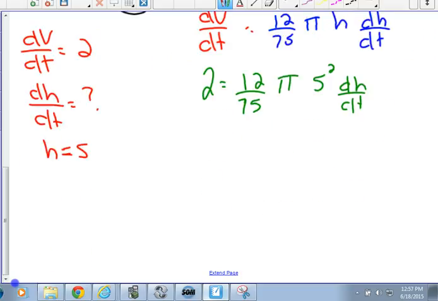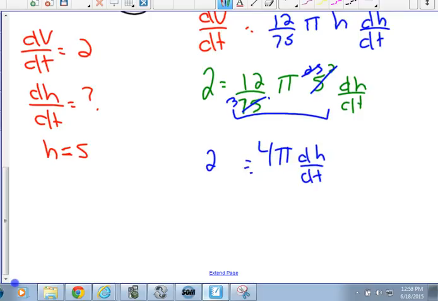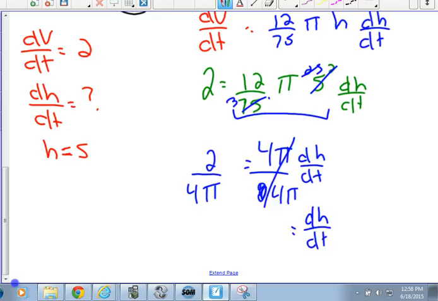Okay, so let's simplify it here. 5 squared is 25. Can we do this? Sure. Yeah, so you get 4 pi. Okay, so we should have 4 pi dH dt. Yep. Alright, good. And divide by 4 pi. Oh, I did it right. Okay. So dH dt, let's see.